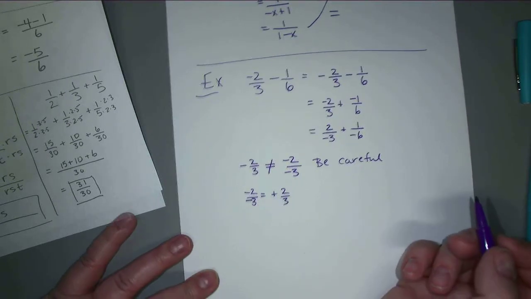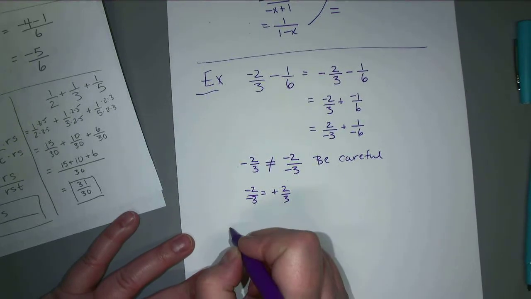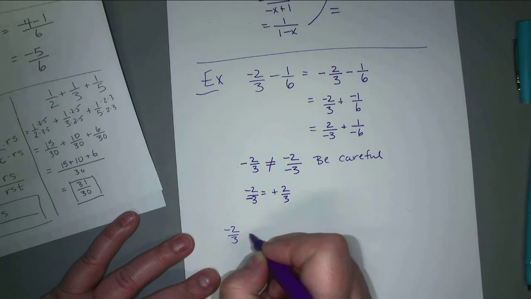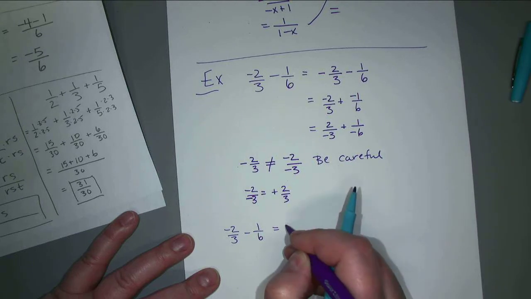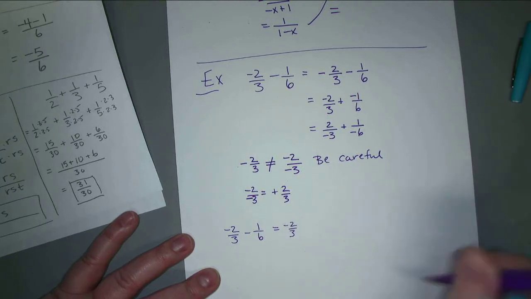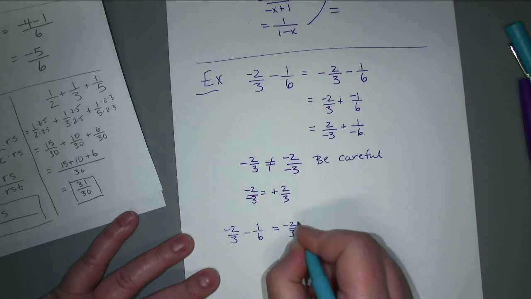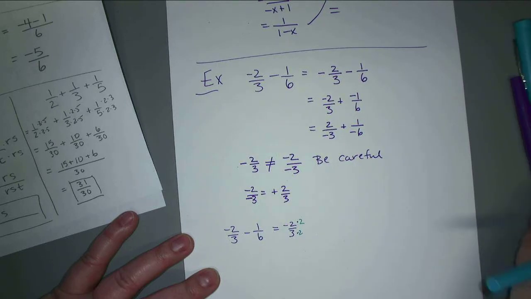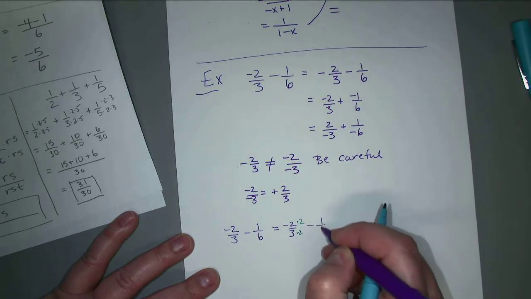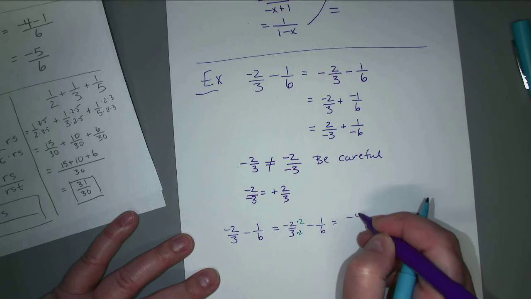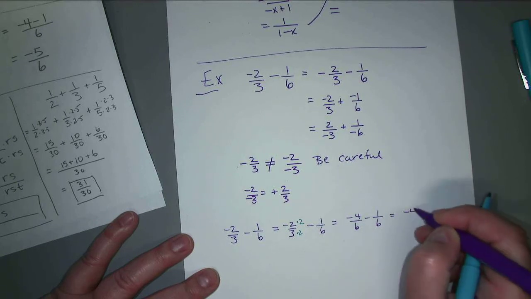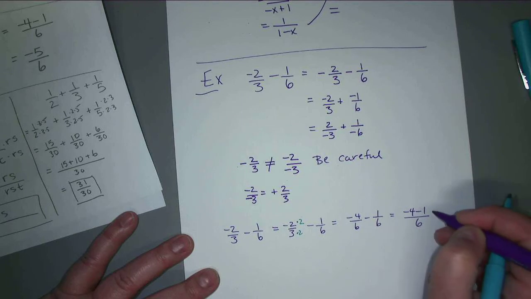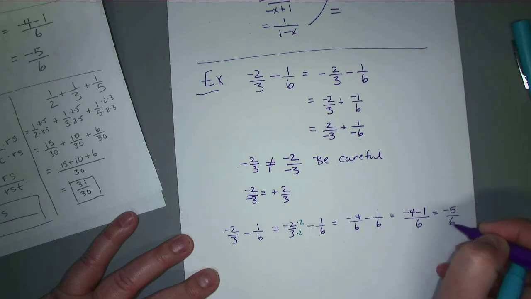Okay, now let's just get the answer here. So first you would need a common denominator, which would be over 6, so multiply that by 2. And the second fraction is already over 6. So minus 4 over 6 minus 1 over 6, minus 4 minus 1 all over 6, which is minus 5 over 6. And that would be your answer.